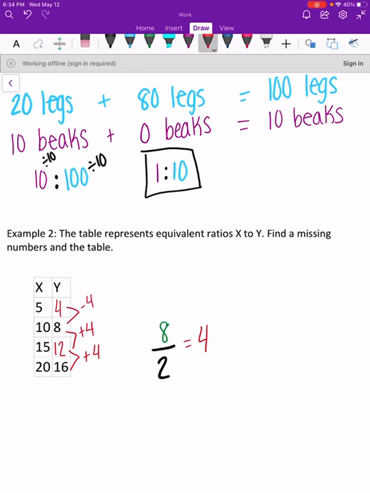And that makes sense, right? We're going up by the same amount for each y. 4 plus 4 is 8. 8 plus 4 is 12. 12 plus 4 is 16. So here are our 2 answers.